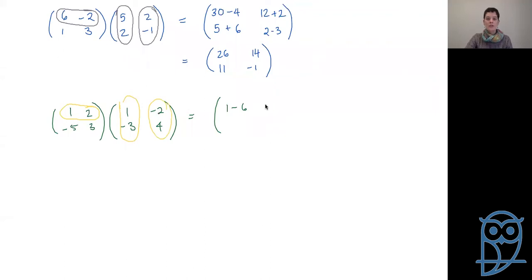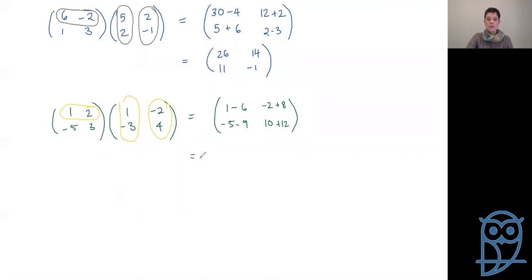1 times minus 2 is minus 2. 2 times 4 is plus 8. Then we work on the bottom. Minus 5 times 1 is minus 5. 3 times minus 3 gives us minus 9. Minus 5 times minus 2 gives us 10. And 3 times 4 gives us 12.